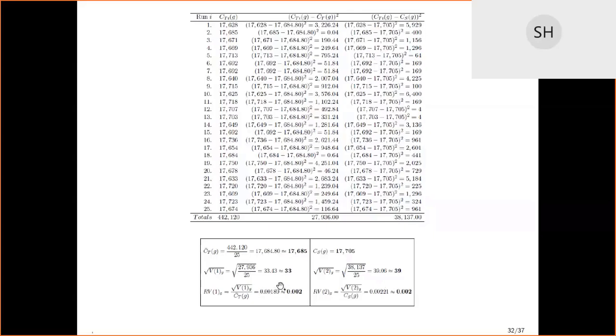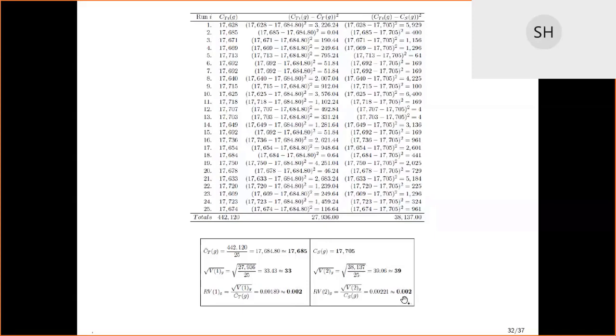We want to look at relative variation, so we take this number 33 and divide by this number, and we get 0.002. In this particular case, where we're comparing variability with swapping, we take this number 39 and divide by this count, and we get a relative variation of 0.002.